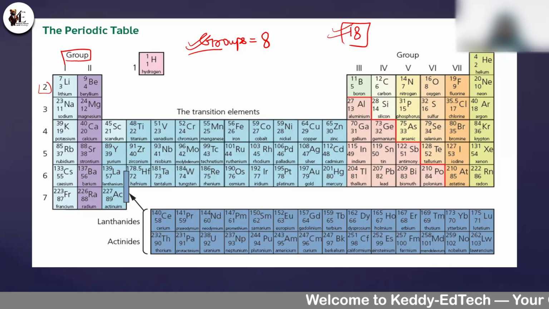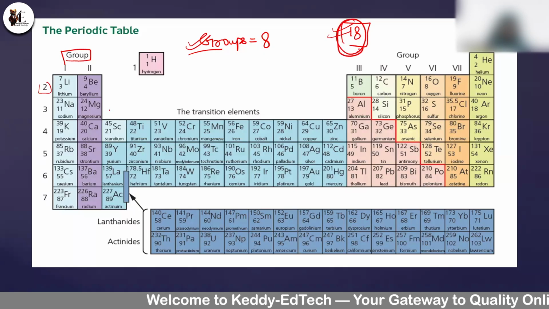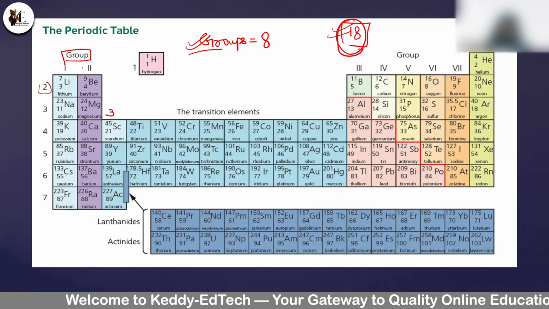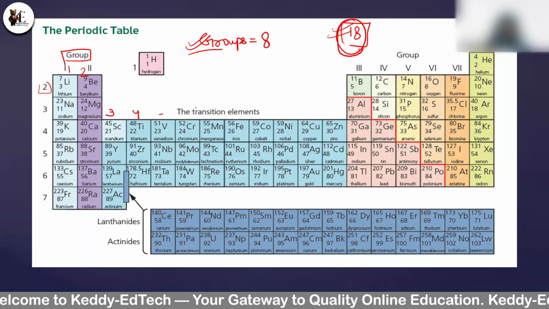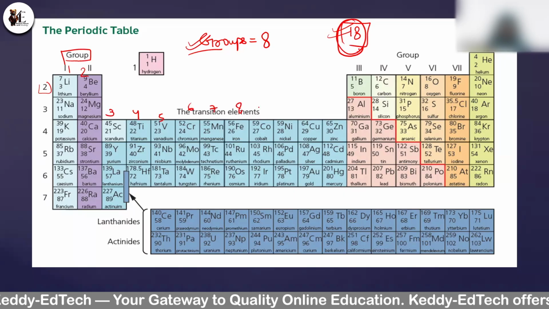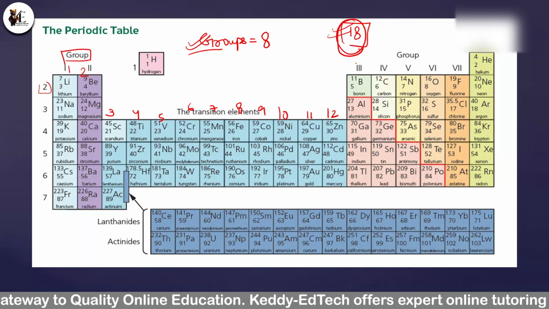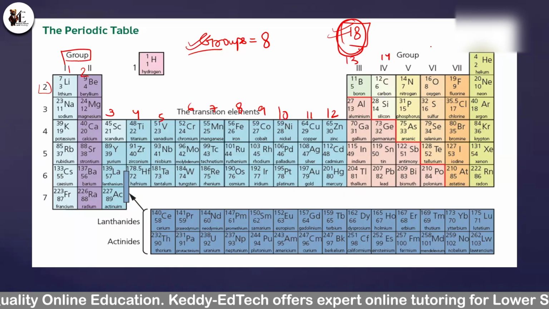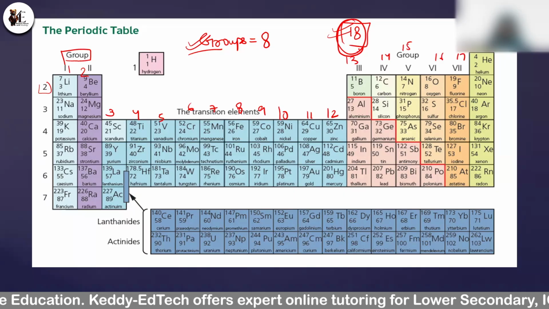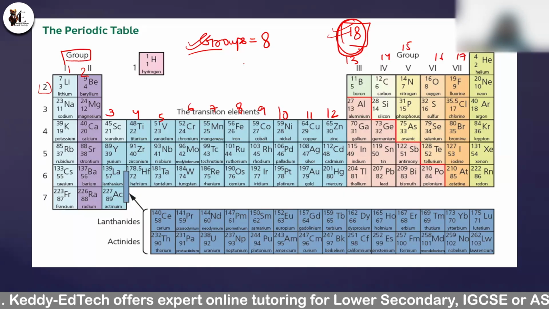So let me just tell you about the modern form of the periodic table. It contains 18 groups. Counting them: 1, 2, 3, 4, 5, 6, 7, 8, 9, 10, 11, 12, 13, 14, 15, 16, 17, 18. So there are 18 groups in the periodic table.